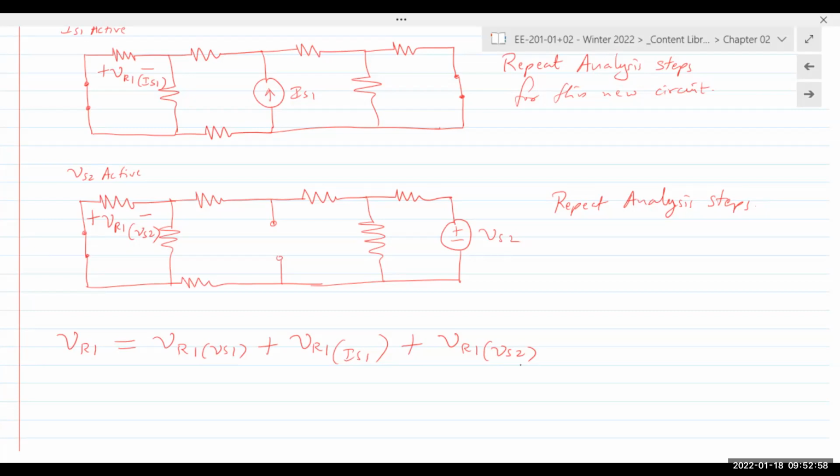And so again, superposition is a straightforward technique, an extension of the previous one. All we're doing is building step by step on the previous techniques that we learned. Any questions? Yes.